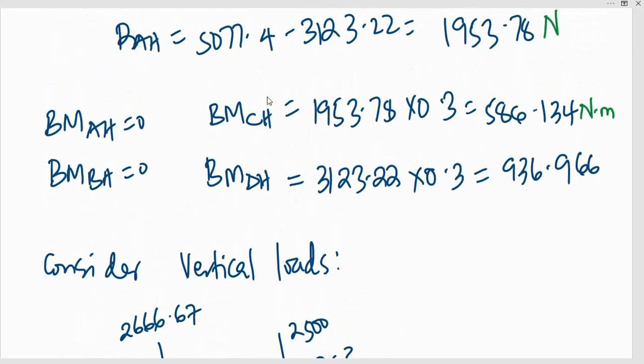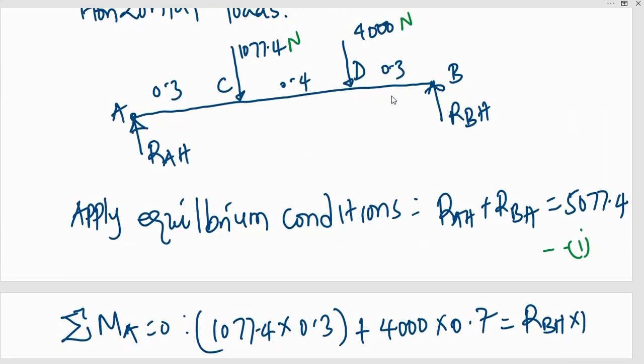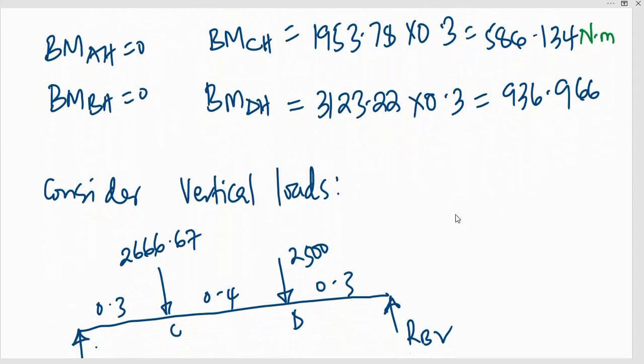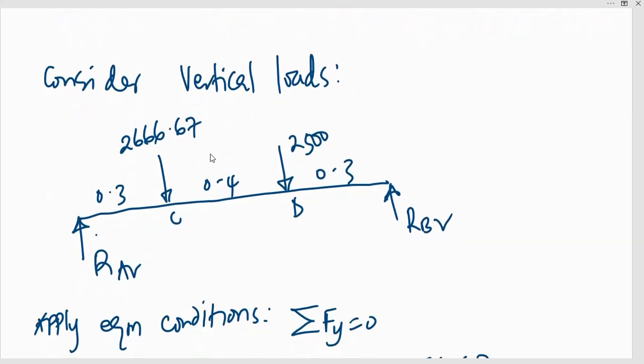Then the bending moment at D in the horizontal direction, of course, we are considering horizontal loads. I will go to D. The bending moment that I will experience will be as a result of RBH, 1077.4, and RAH. But since multiplying RBH and 0.3 is simpler for me, I will take 0.3 times RBH, and that will be the bending moment at D due to the horizontal load. It will be 3123.22 times 0.3, and that gives me 936.966 Newton meter.